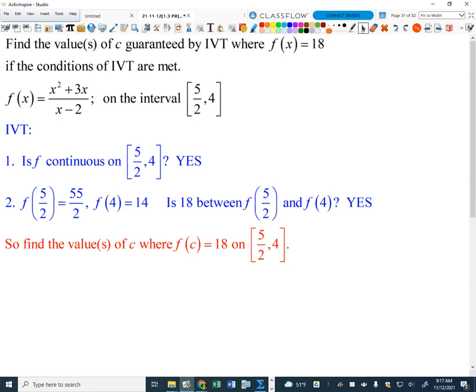So now we just have to go find it. So now we actually have to do something, right? IVT told us that there definitely is a value. Now we know we should go look for it. So how would we find this value?